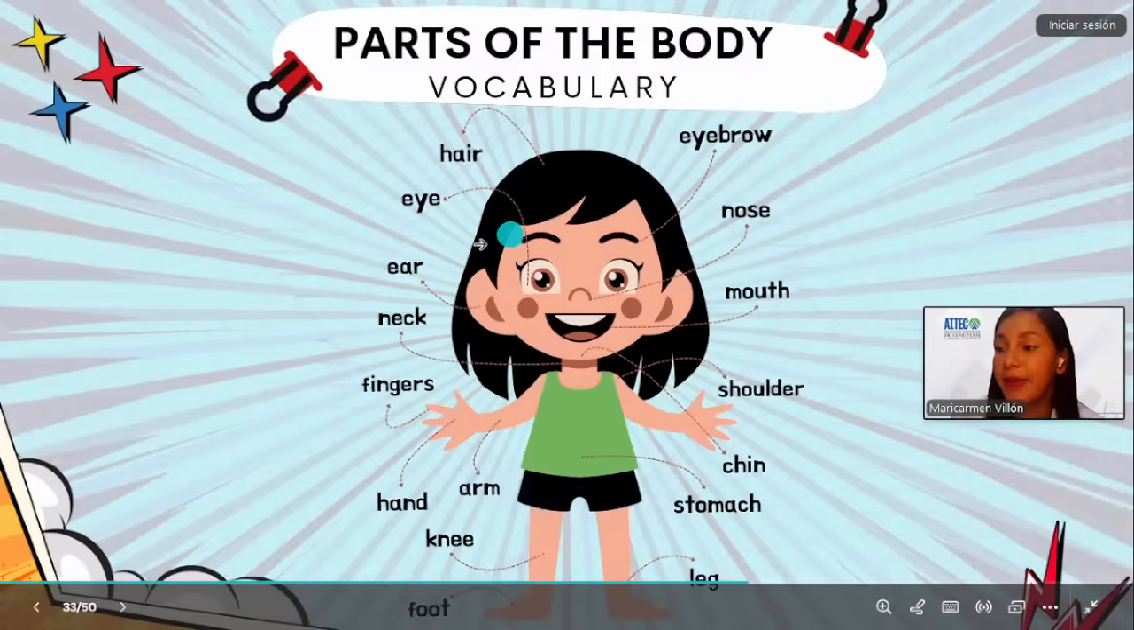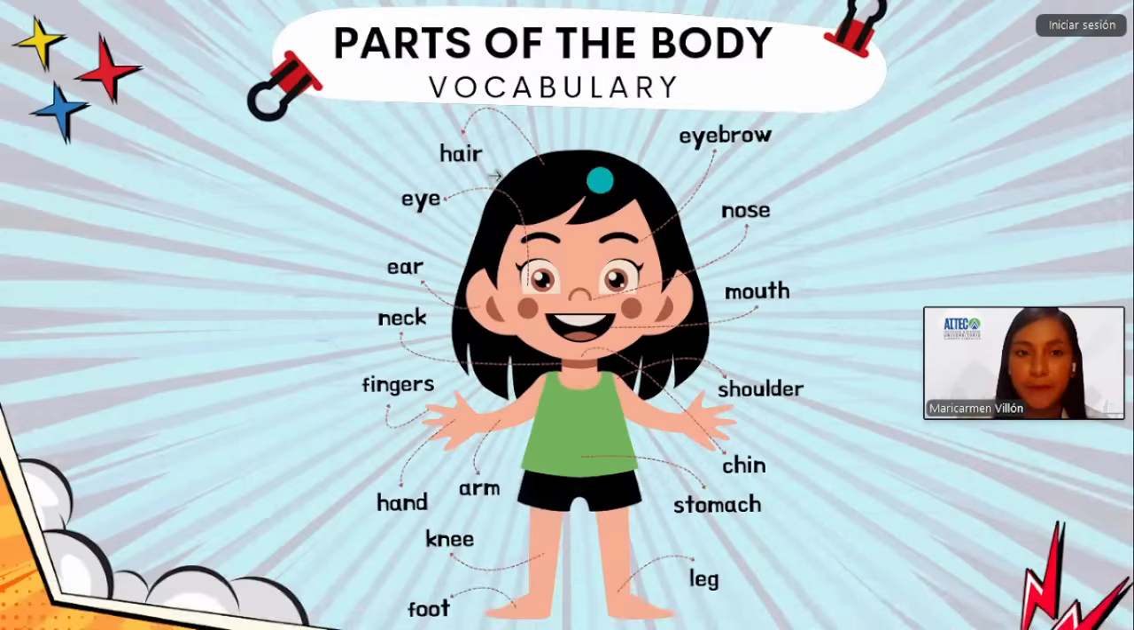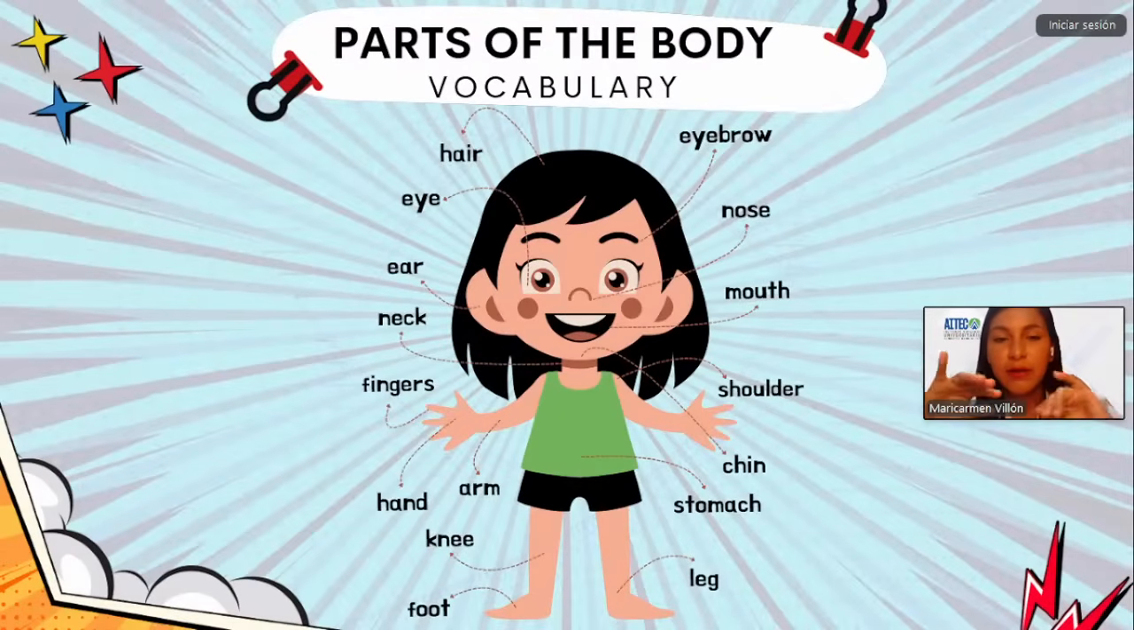Okay, so remember that the video that we watched was parts of the body. So please repeat after me the words. You have hair. We got eye, ear. This is the ear. We got neck. This is your neck, right? We got fingers. We have the hand. We got the arm, right?